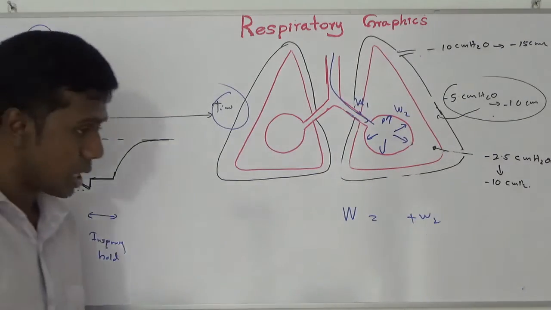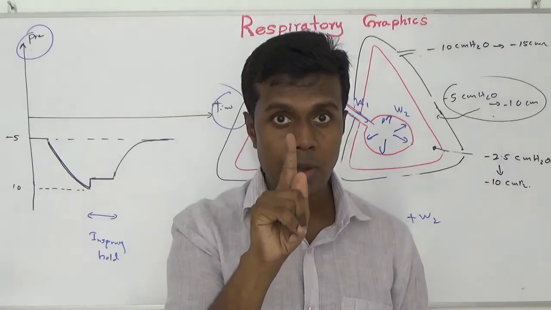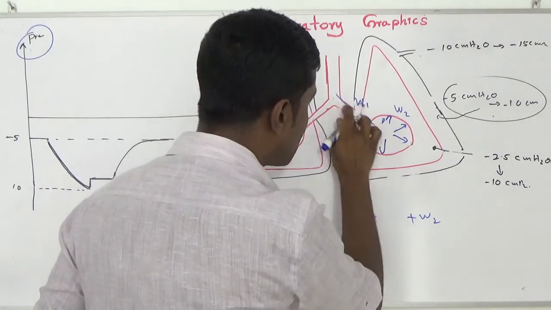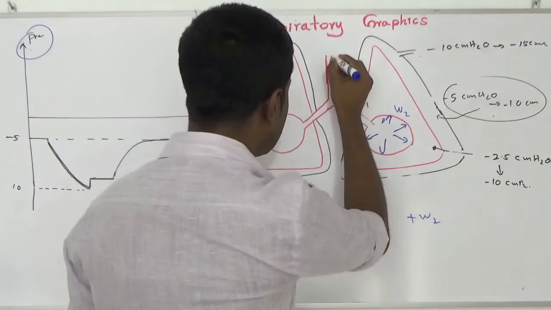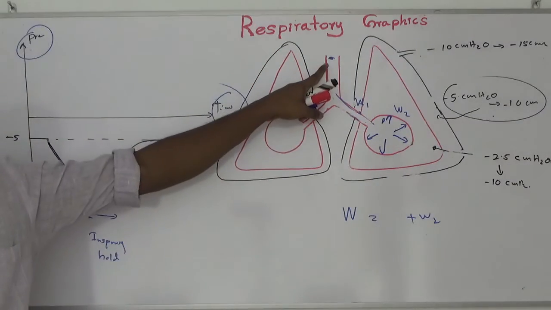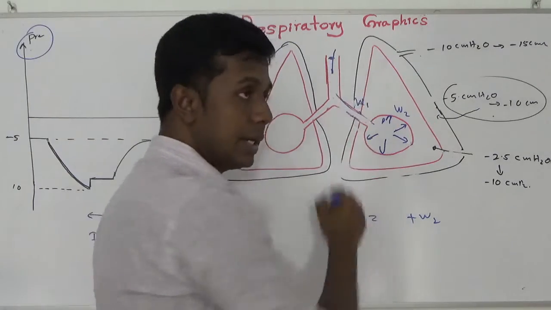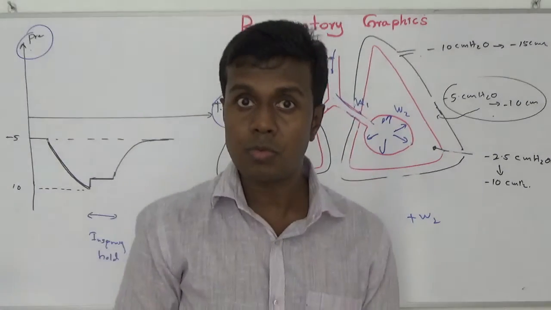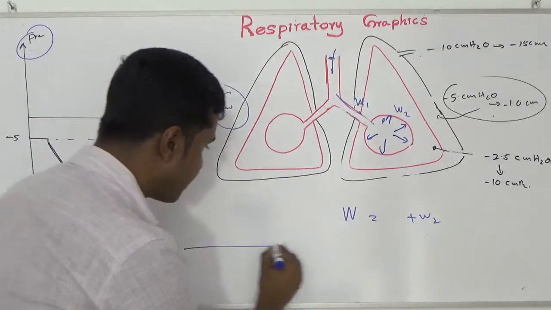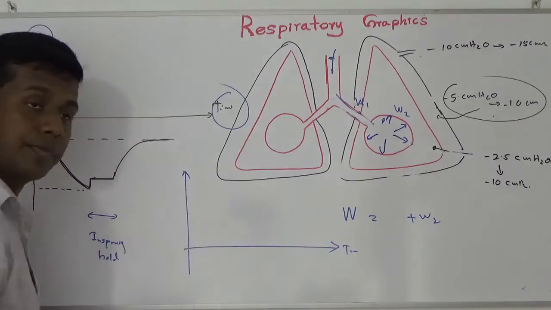Now I am going to check the volume time change. For that, I am again going to do an experiment. I am going to put some gadget here. It measures the volume coming inside, additionally coming into the lung. Then I am going to measure the volume over time. Here is my time axis, here my volume axis.